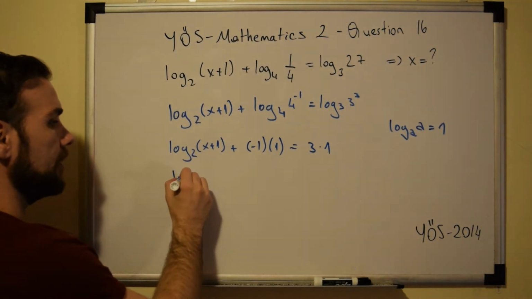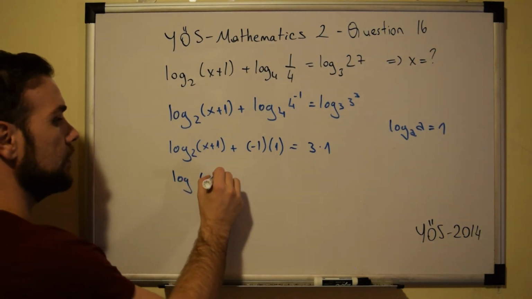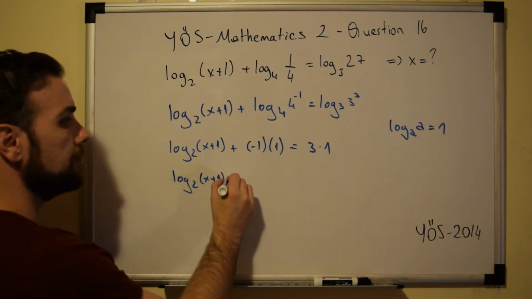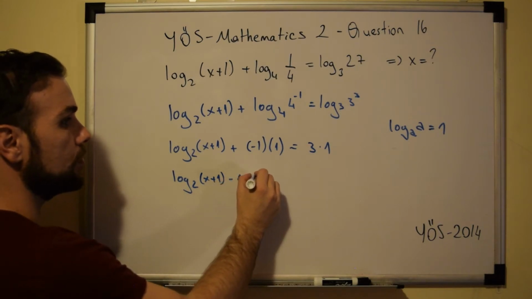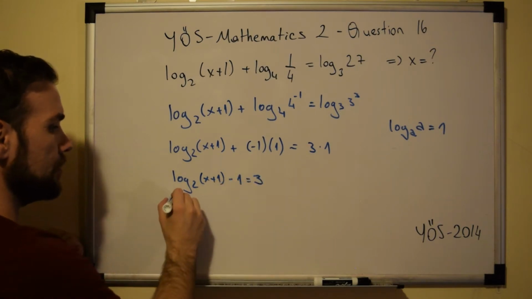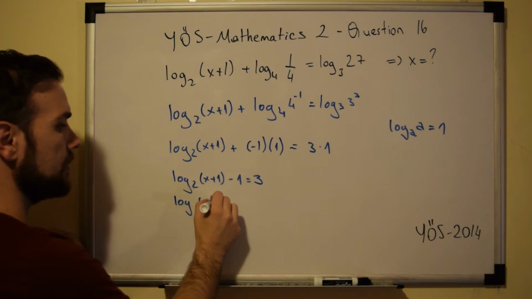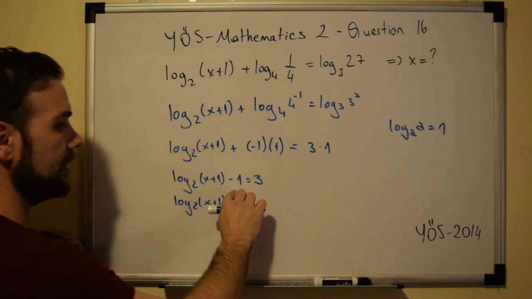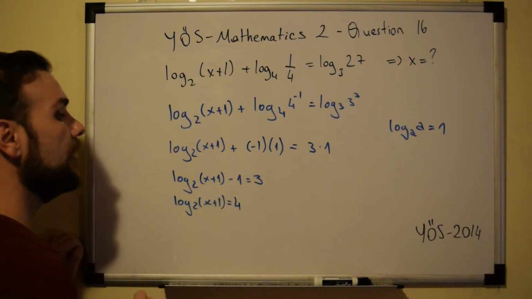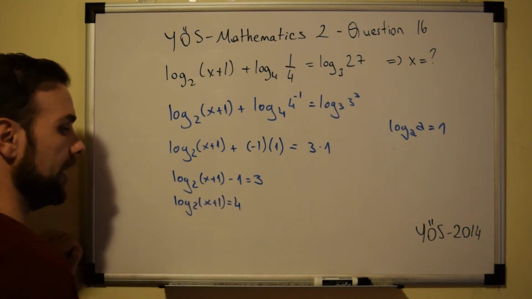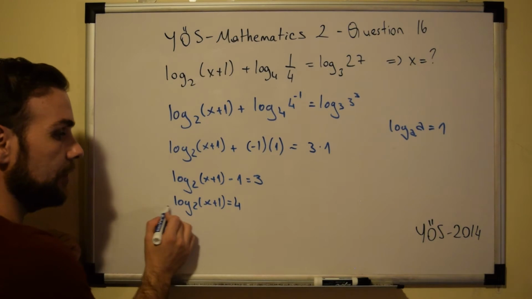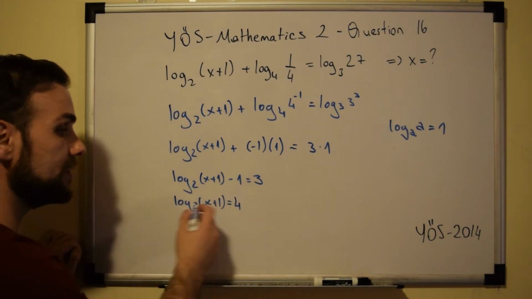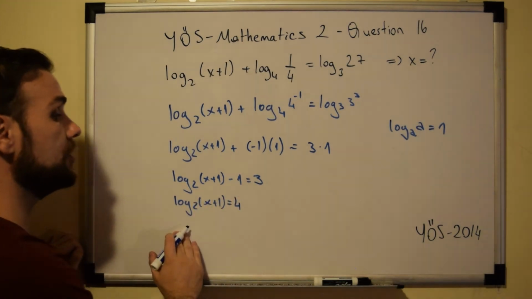So we have logarithm of x plus 1 to base 2 minus 1 equals 3. So logarithm of x plus 1 to the base 2 is equal to, when 1 goes on the other side, it becomes positive, so we have 4. Now, what do we do here? In order for us to get rid of this logarithm, what is another way of writing this equation?